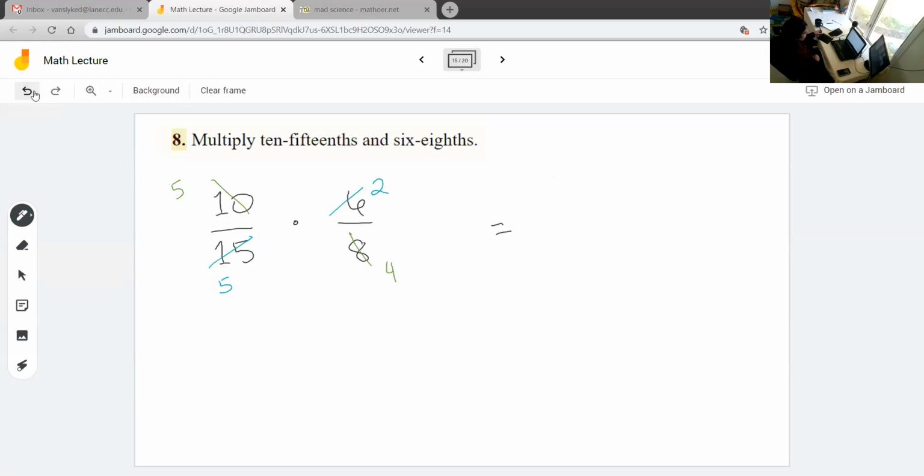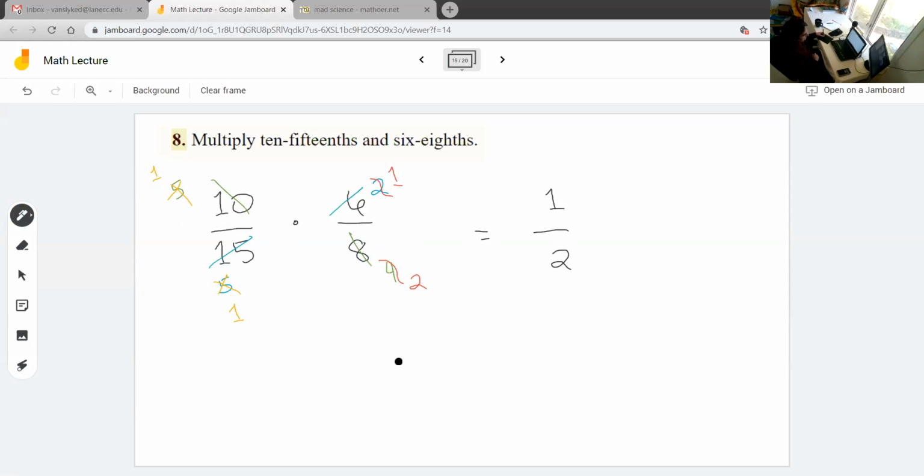We could keep going with the canceling. I can cancel out the 5s on this side. They are on the same fraction, but that's okay. One is on top, one is on bottom. I can make them 1s. I could also cancel out the 2 and the 4. 2 divided by 2 is 1, 4 divided by 2 is 2. And now I have nothing left, but 1 times 1 is 1, and 1 times 2 is 2.